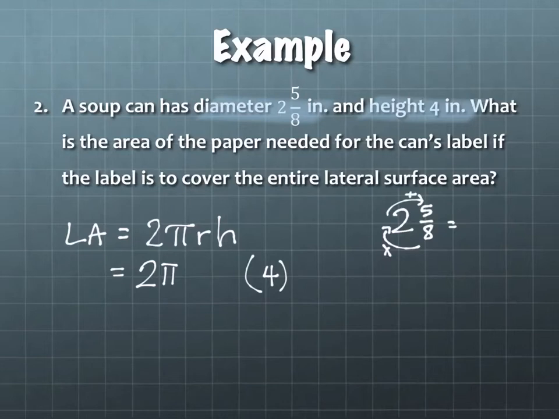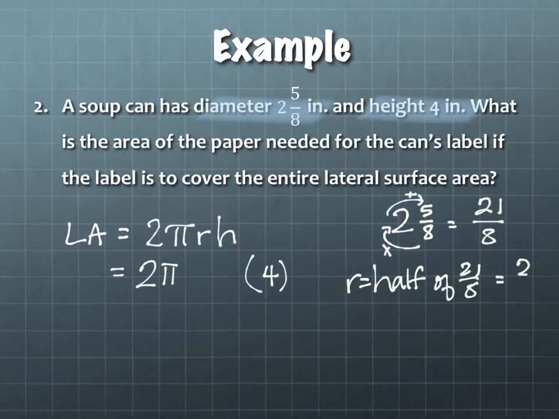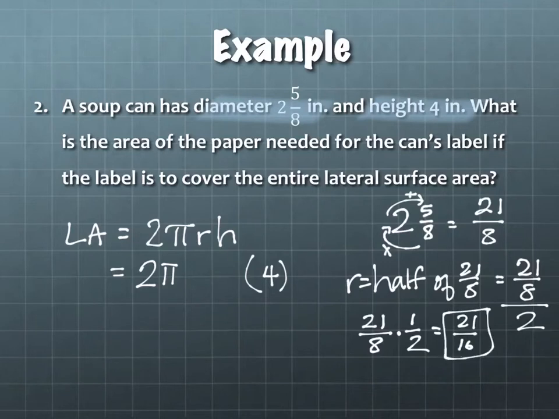If you'll remember, the way that we do that is we multiply here and then we add along the top. So I have 8 times 2, which is 16, plus 5 is 21. So this is 21/8. And I want half of that for my radius. So half of 21/8, and I know it's divided by 2, but that's not very friendly. So instead, I'd rather do 21/8 times 1/2. I would simply multiply across the top, multiply across the bottom. So 21/16 is what I'm going to put in right here.